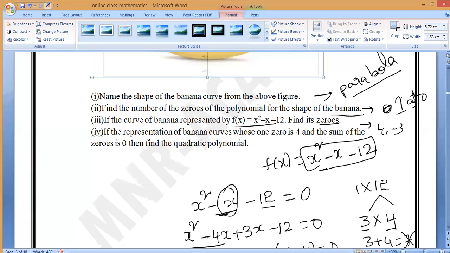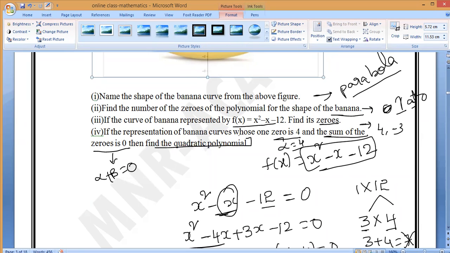Read the question. If one zero of the quadratic polynomial is 4, let alpha equal 4, and the sum of the zeros is 0. Sum of the zeros means alpha plus beta equals 0. Then find the quadratic polynomial.